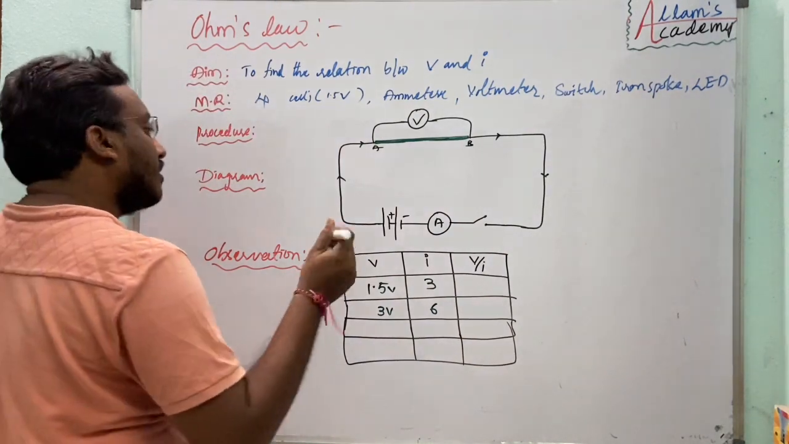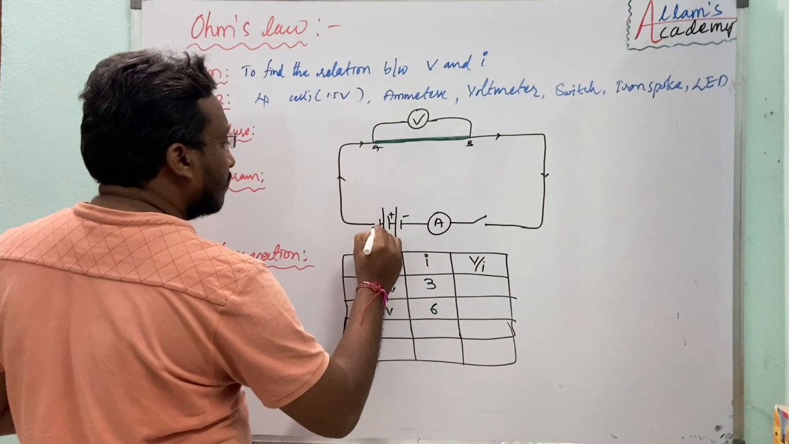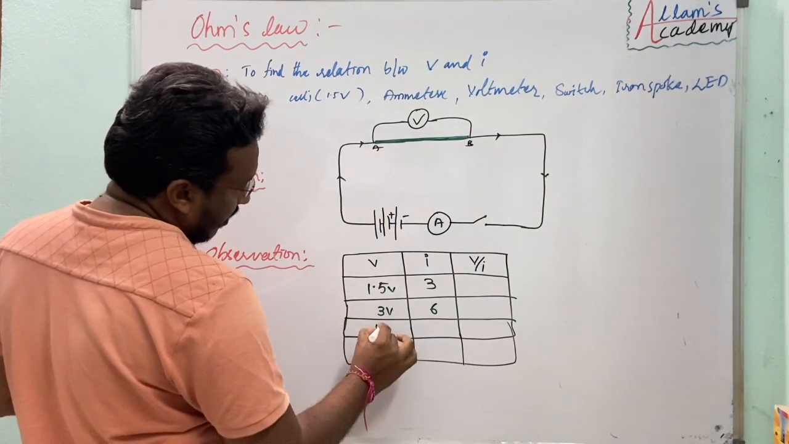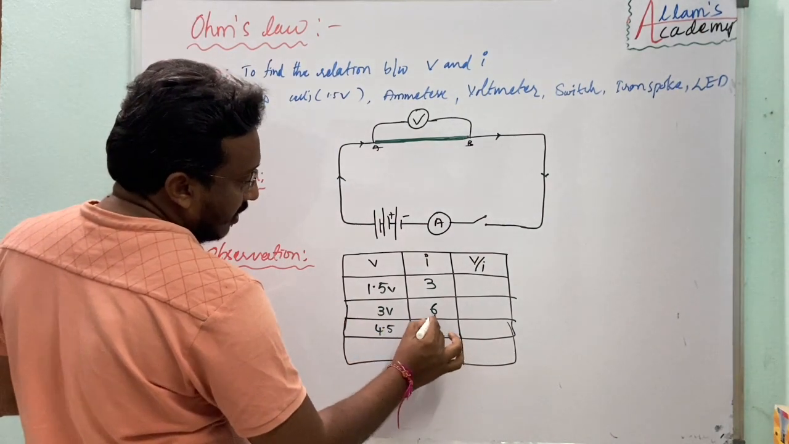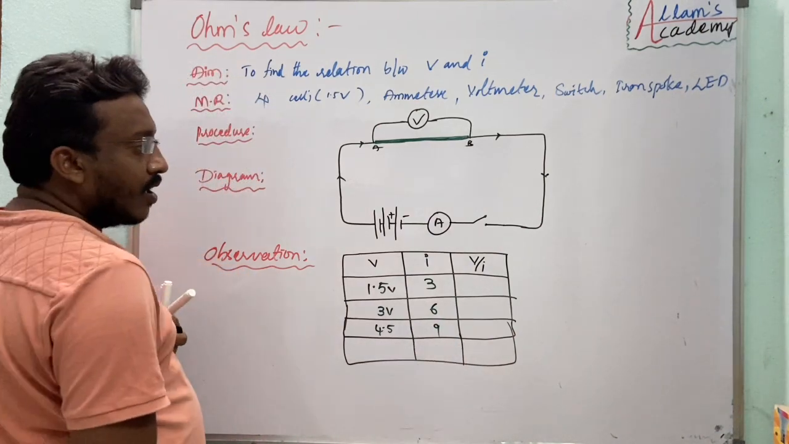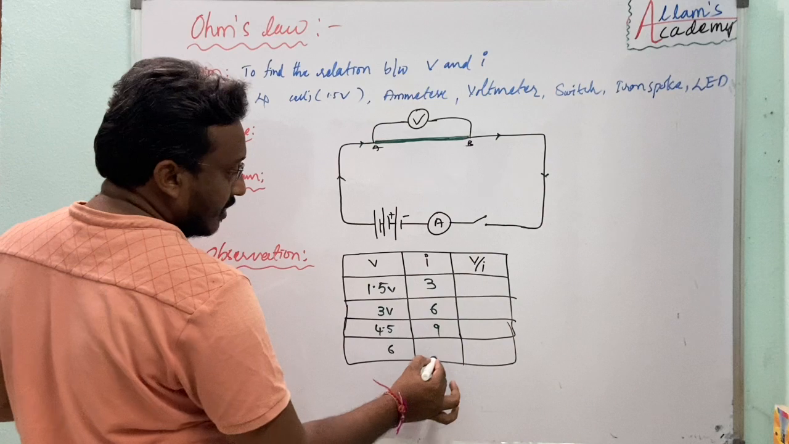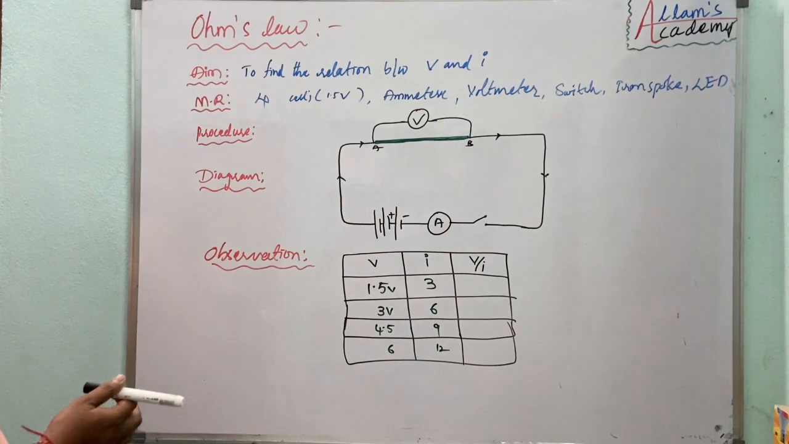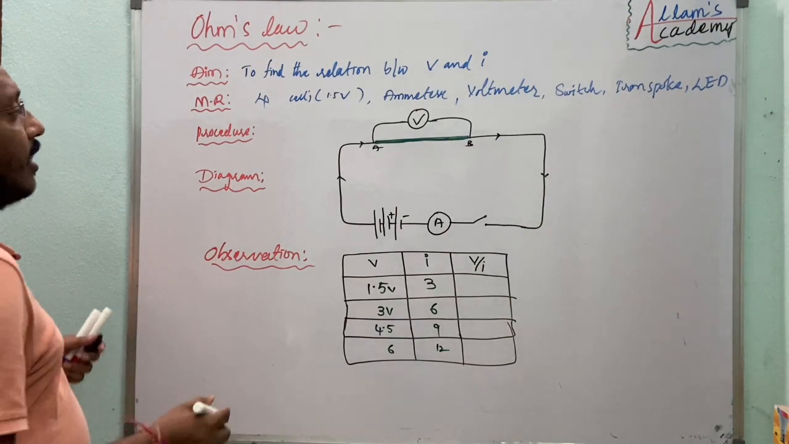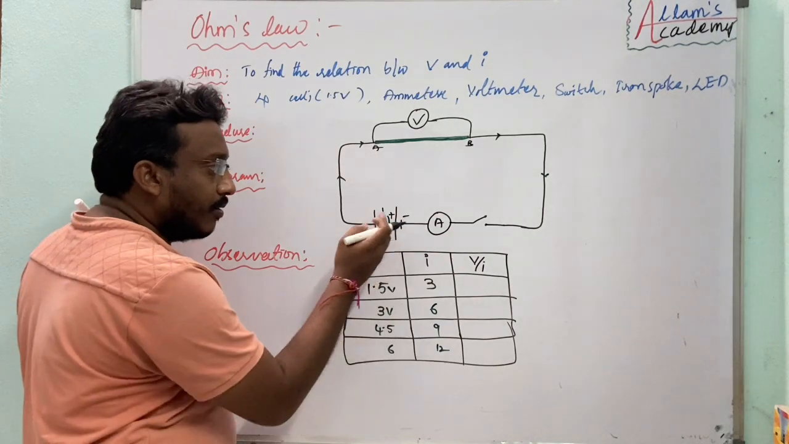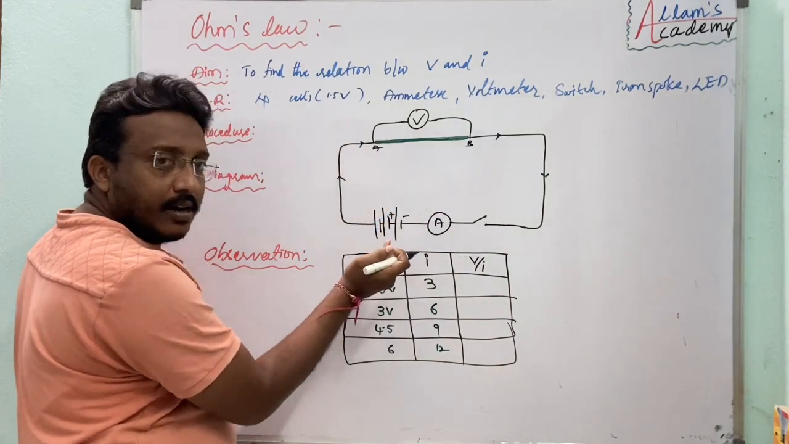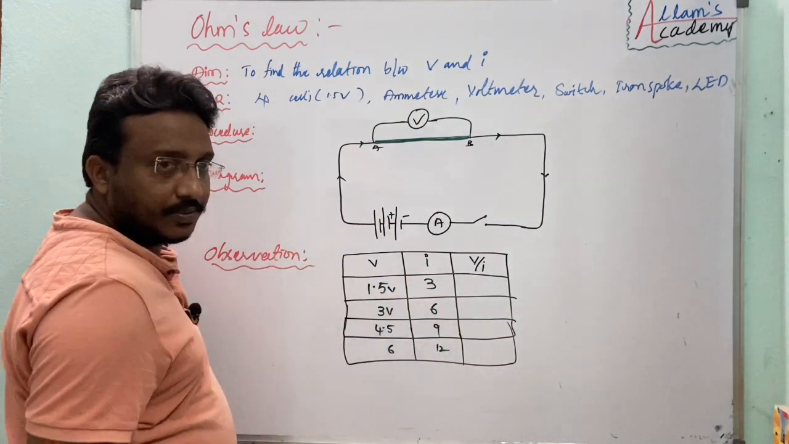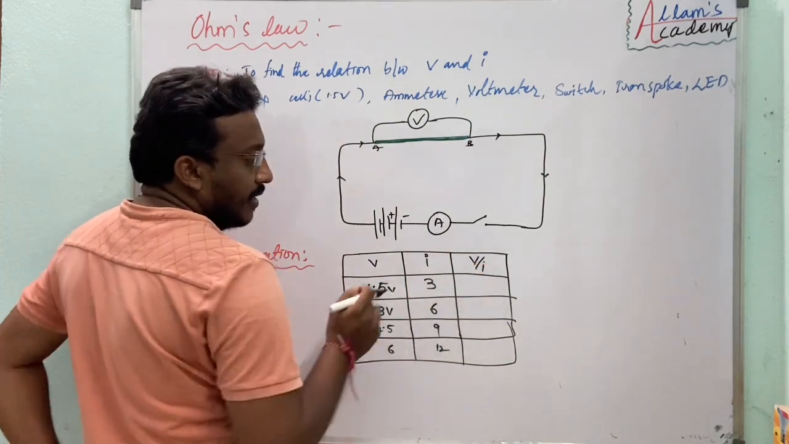And next I have arranged one more cell. Then 4.5 and 9, and one more, 6 and 12. These are the readings we got while doing the experiment. Simply I am connecting the cells one by one to the circuit and recording the observations. Then V by I.